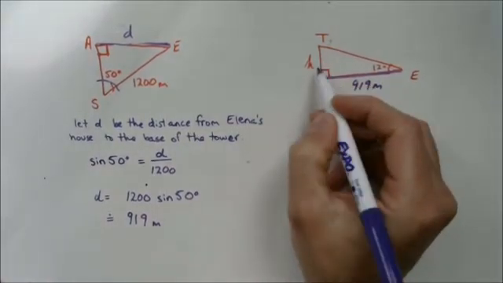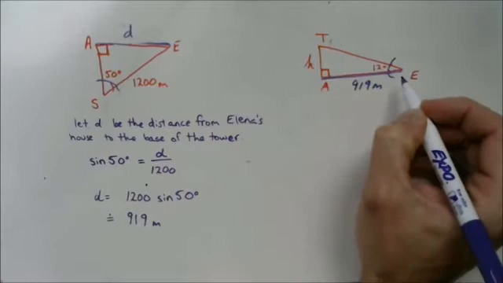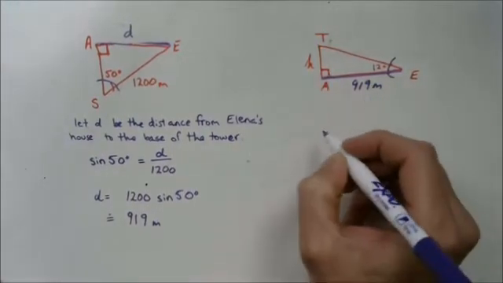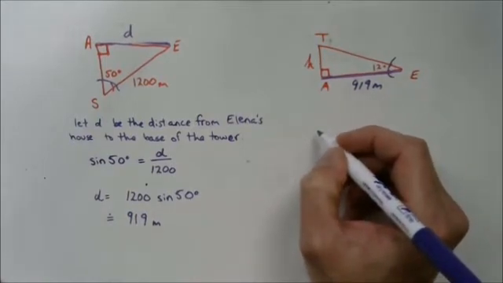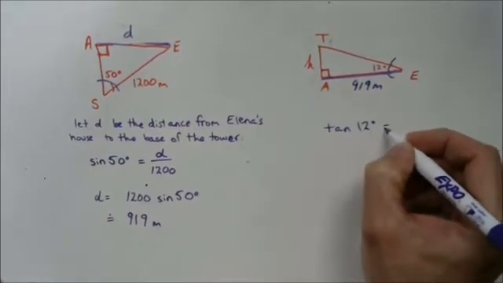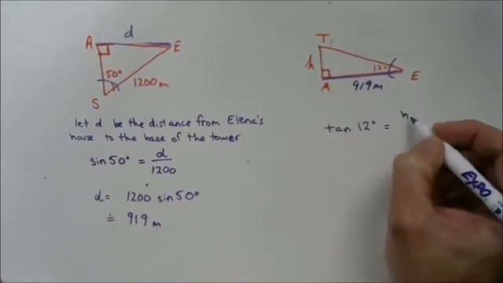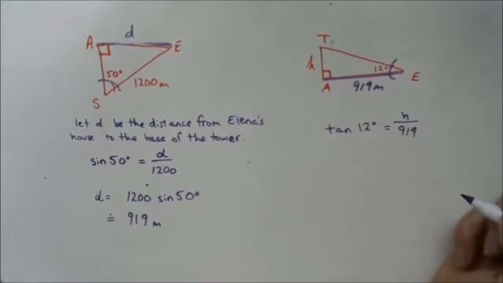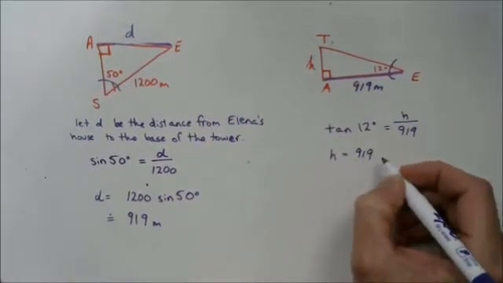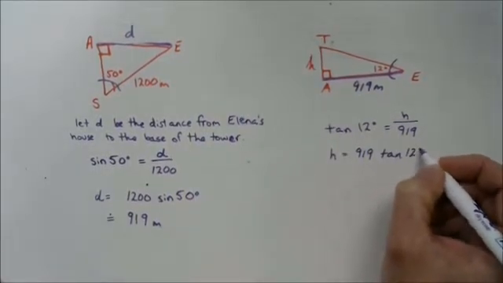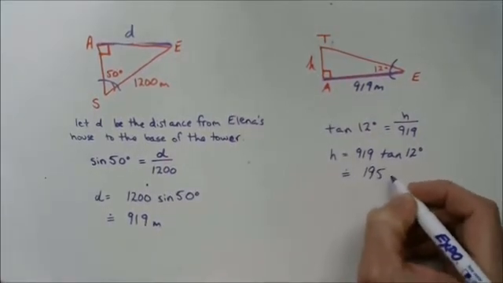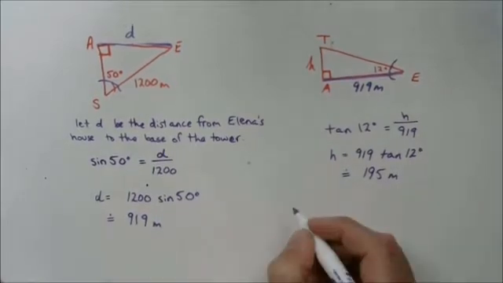And now, in order to solve for the height, I'm looking from the perspective of angle E. I'm looking for opposite, and I have adjacent. So here we're going to use the tangent ratio. The tangent of angle 12 is H over 919. To isolate H, I just have to multiply both sides by 919. Punch that into my calculator, and you'll get approximately 195.